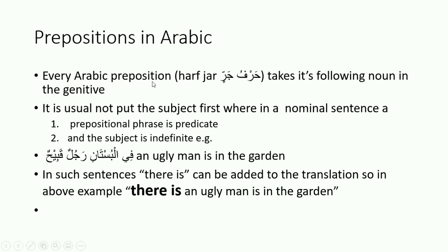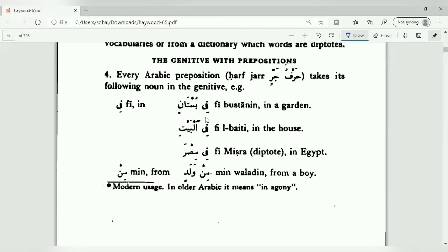Prepositions are words such as in, on, at, from, to. These in Arabic are called huruf jar, and they take the following noun in the genitive, in the jar state. Let me show you some examples from the book. The first example is fi bustanin. Fi in Arabic means in, so it's a preposition, hence it takes the noun after it into the genitive state.